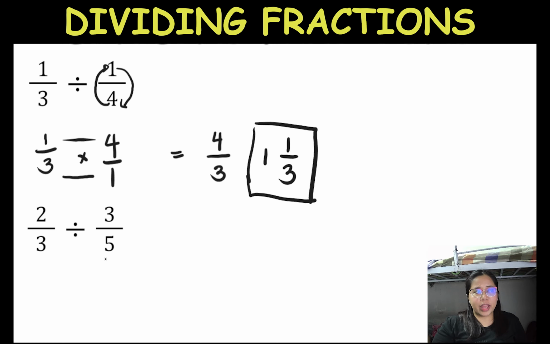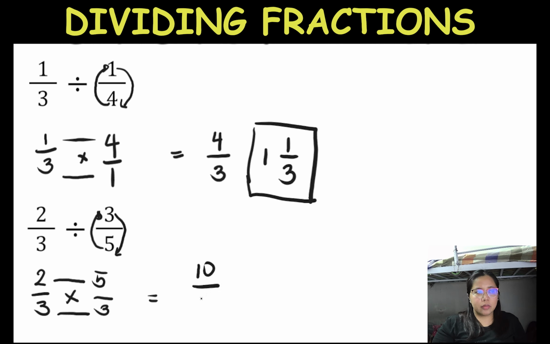Next example, we have 2/3 divided by 3/5. Okay, so ibaba lang natin yung 2/3 dito. Okay, and we get the reciprocal of the divisor again. Okay, so pagbabalik na rin lang natin yan. And we'll use the multiplication. So we'll get 5/3. Okay. Then same method. Numerator to numerator, denominator to denominator. So we'll get 10/9. Or convert natin sa mixed fraction and we'll get 1 and 1/9.